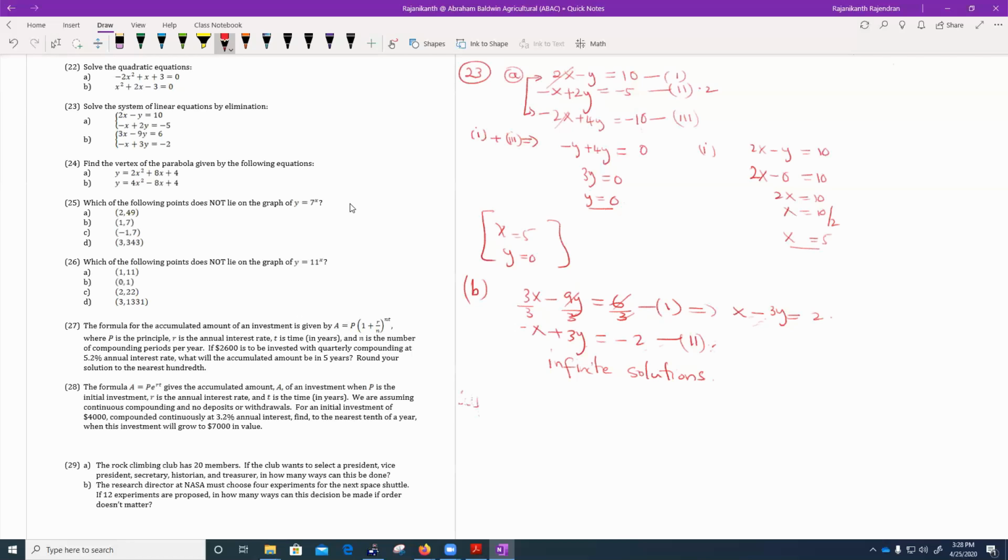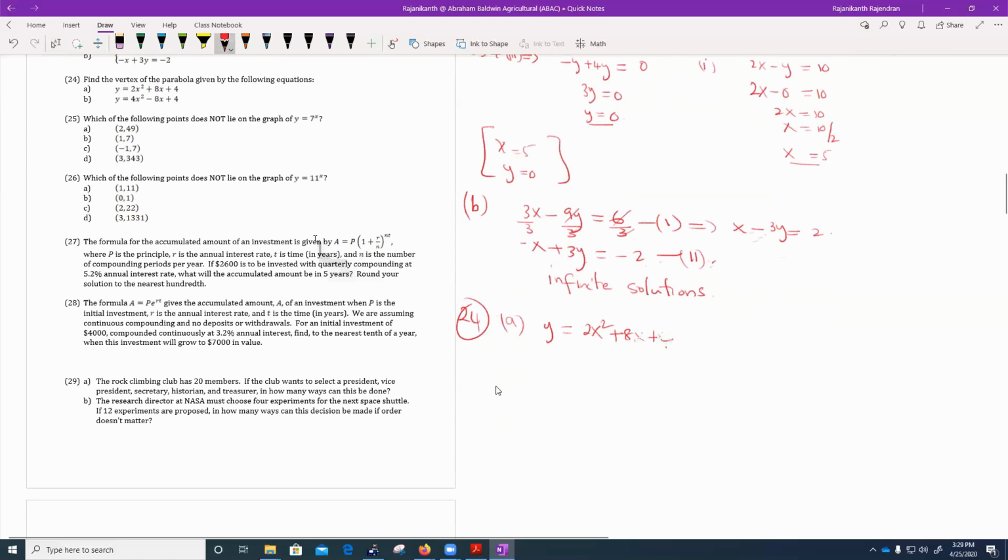So then 24. Find the vertex of the parabola given by the following equation. So you are asked to find the vertex of the parabola, right? The first one is y equals 2x squared plus 8x plus 4. Remember, to find the vertex, first of all, you need to use this formula. The x coordinate of the vertex point is given by negative b over 2a, where a is the coefficient of x squared, which is 2, and b is 8, and c is 4.